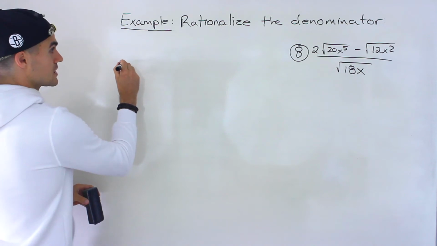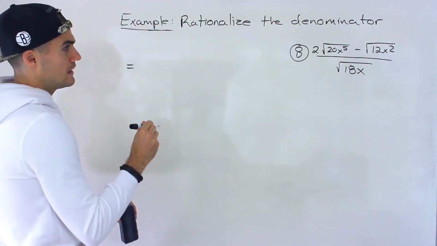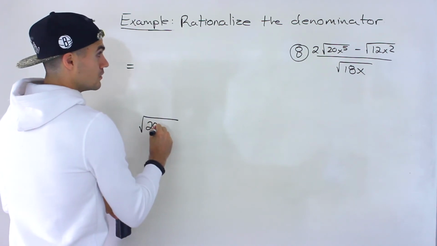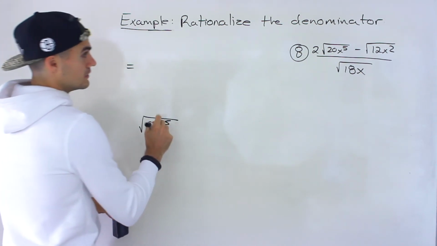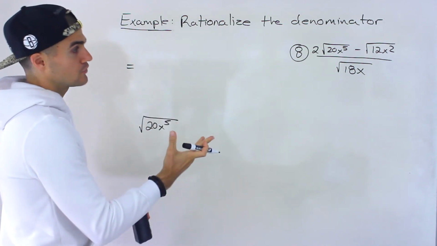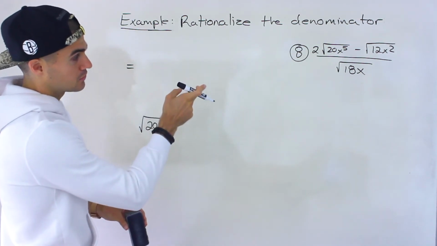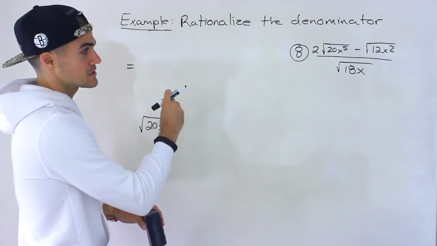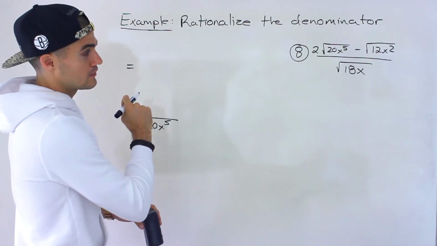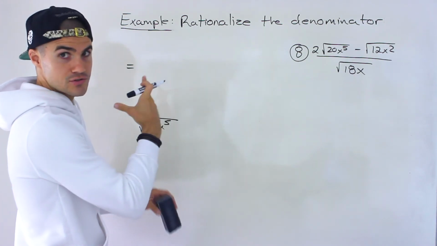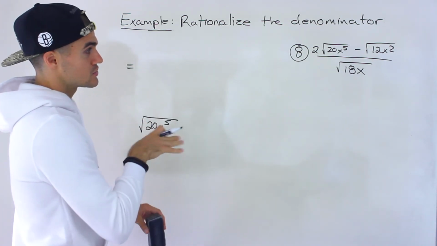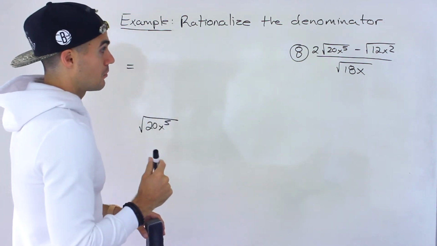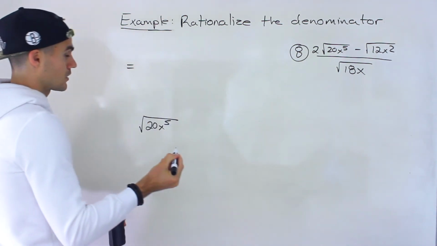So first thing I'm going to do here is I'm actually going to simplify all of the radicals first. You don't have to do that. You could rationalize from here. You can multiply that whole thing by root 18x over root 18x to get rid of that radical in the denominator. It's just after there's going to be a lot of simplification. So I'd rather simplify now, and then the simplification will be a lot more simple as the question goes on.